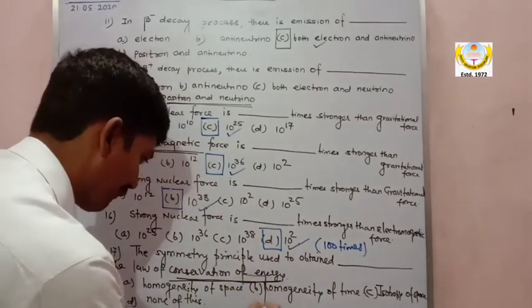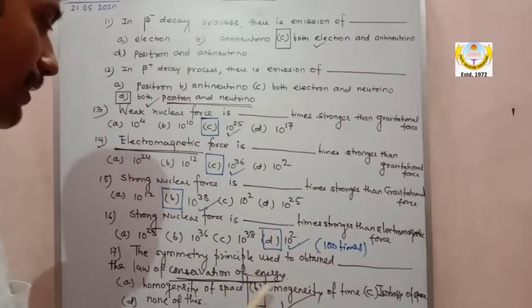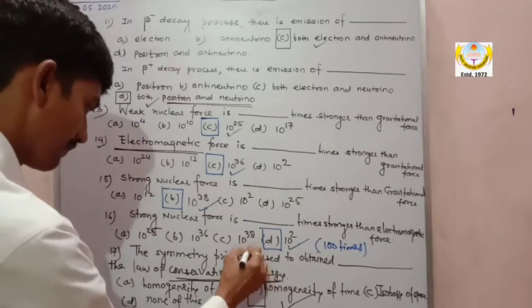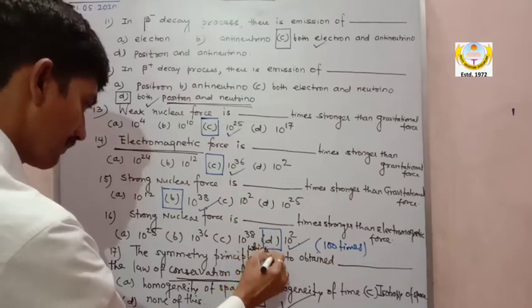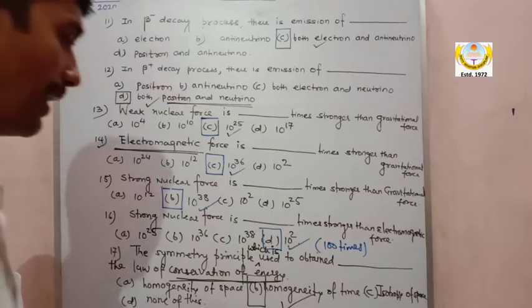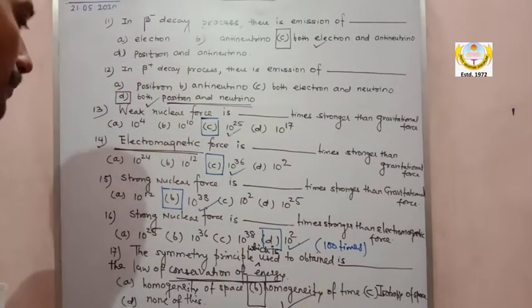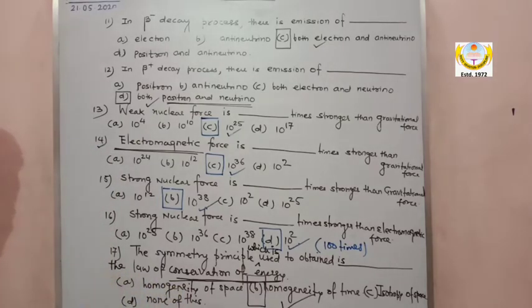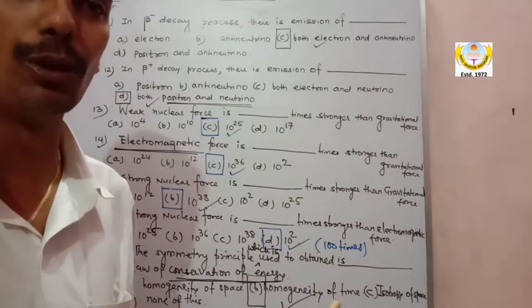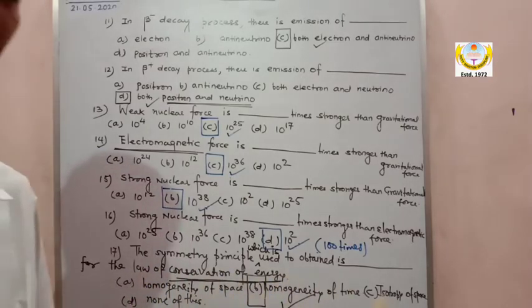So the right answer for this question is: the symmetry principle which is used to obtain the law of conservation of energy is homogeneity of time. We use the homogeneity of time principle, my dear, to prove the law of conservation of energy.